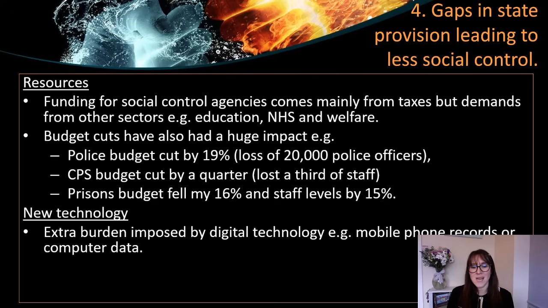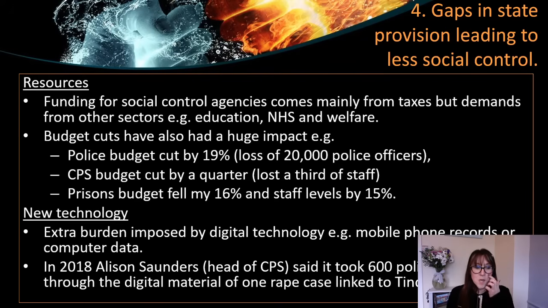New technology has also added an extra burden, such as mobile phone records or computer data, so having to process this in order to work out guilty, not guilty, etc. is a huge extra burden. In 2018, Alison Saunders, the head of the CPS, said it took 600 police hours to go through the digital material of one rape case linked to Tinder. Yes, you have all the evidence. Yes, you have a paper trail, which is excellent, because once you find the evidence, you therefore can have an easy conviction. Finding that evidence, though, 600 hours spent going through online materials. That's a lot of police time and hours.